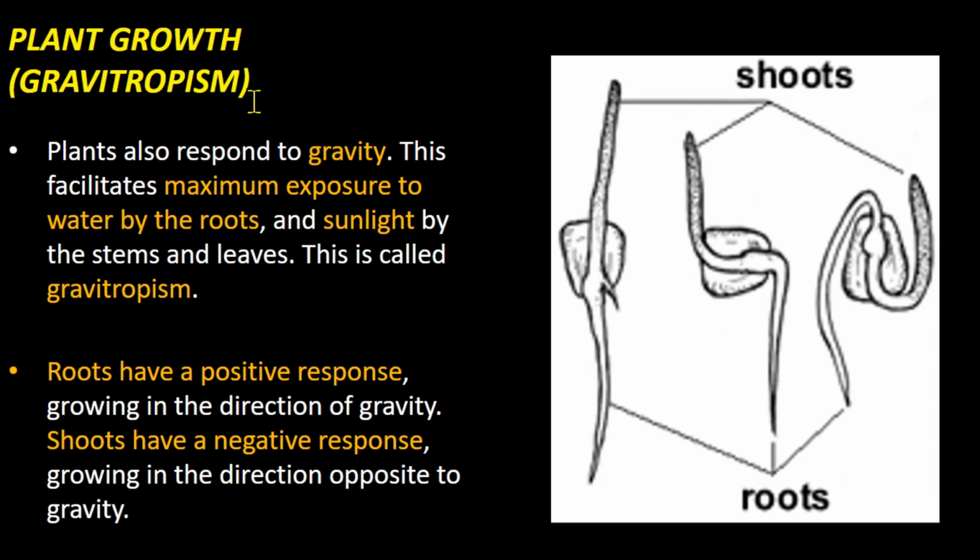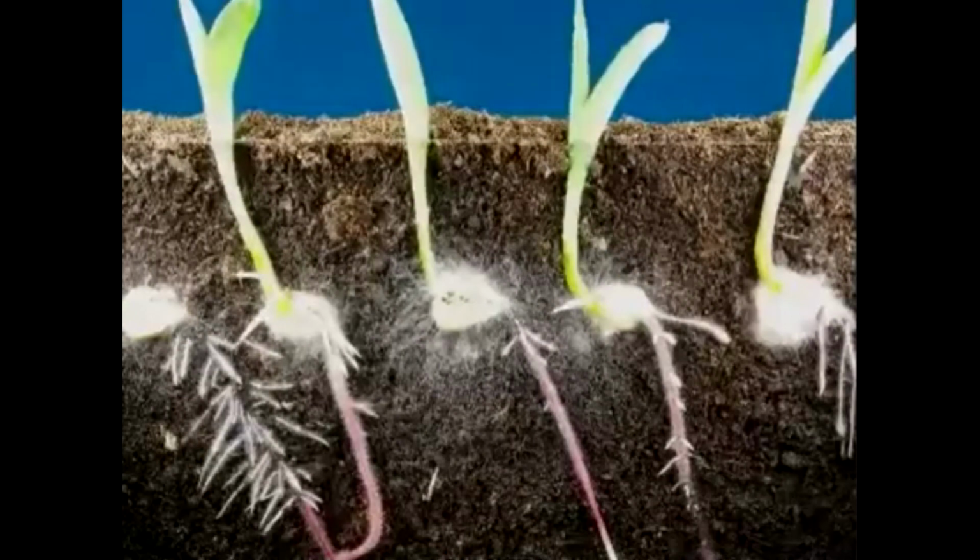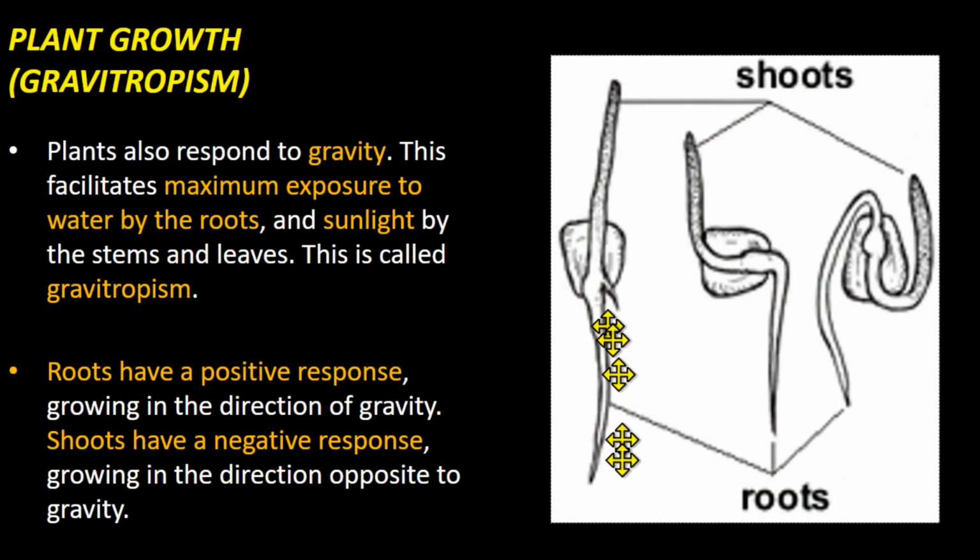Now let's look at gravitropism or geotropism. So plants also respond to gravity. This facilitates maximum exposure to water by the roots and sunlight by the stems and the leaves. So this is called gravitropism or geotropism. Roots are going to have a positive response, growing in the direction of gravity. So even if you plant the seed upside down, the roots are still going to grow down. Shoots, on the other hand, have a negative response to gravity. So they will grow in the direction opposite to gravity. So in the case here, shoots will always grow upwards and roots will always grow downwards.